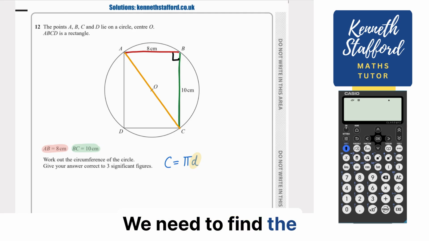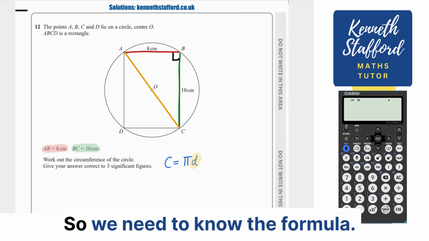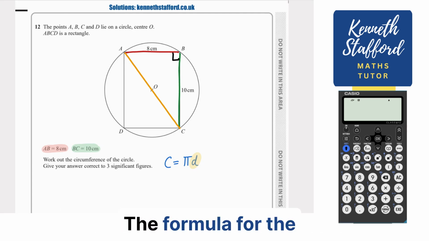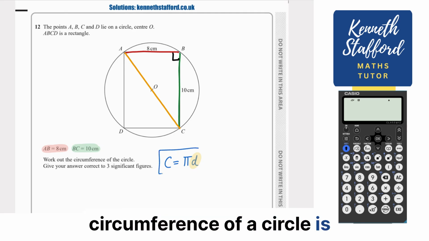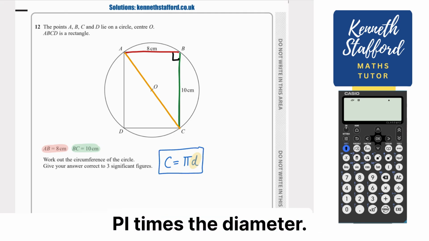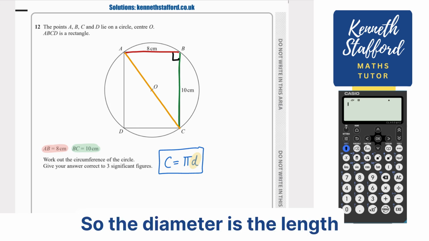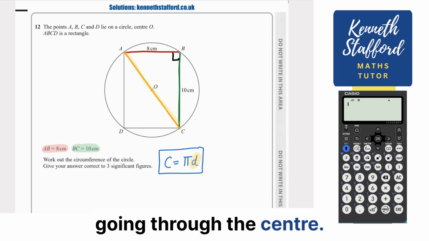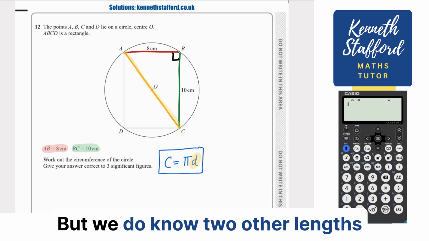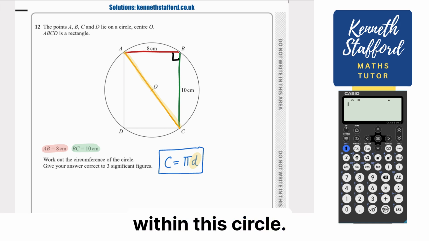Question 12, we need to find the circumference of this circle. So we need to know the formula. The formula for the circumference of a circle is pi times the diameter. And if we look at the circle, we don't know the diameter. The diameter is the length all the way across the middle going through the center. But we do know 2 other lengths within this circle.